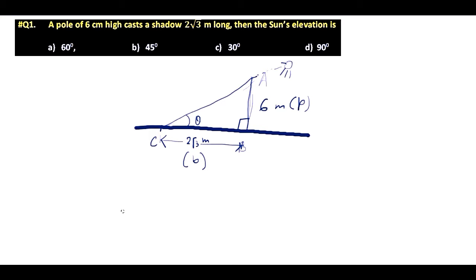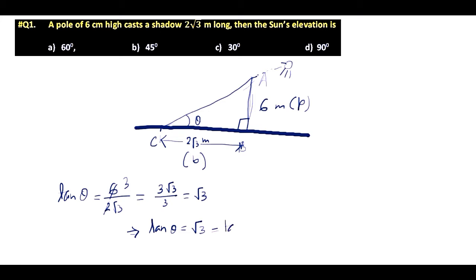Now which particular ratio best relates P and B? If you remember it, you will easily identify that tan is the ratio which will relate this. So I have to consider tan of theta. Tan theta is equal to P by B, that is 6 divided by 2 root 3. This will cut 3. Then you can go for rationalization, and you will get that this is equal to root 3. So ultimately, what did you arrive at? Tan theta equal to root 3.